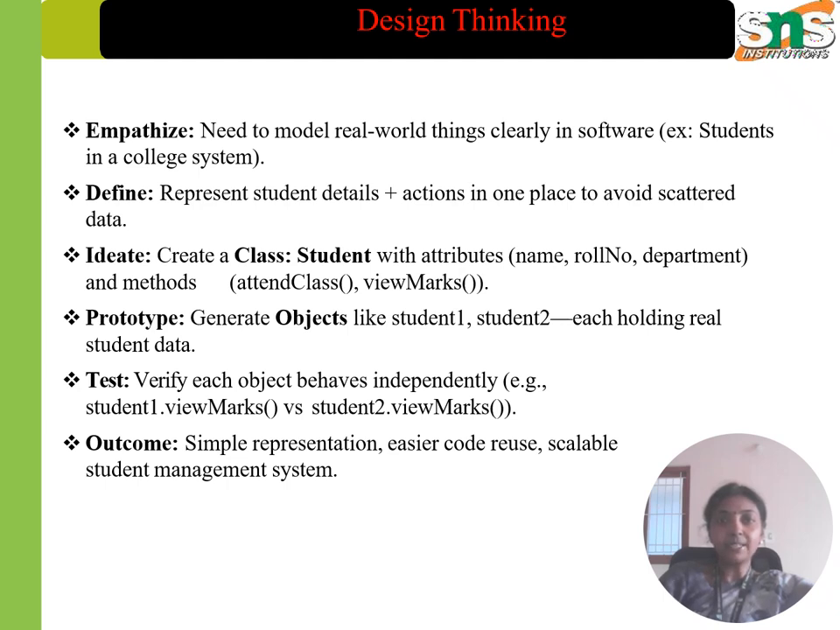Define. Represent student details plus action in one place to avoid scattered data. Ideate. Create a class Student with attributes name, roll number, department, and methods. Prototype. Generate objects like student 1, student 2, each holding real student data. Test. Verify each object behaves independently. Outcome. Simple representation, easier code reuse, scalable student management system.